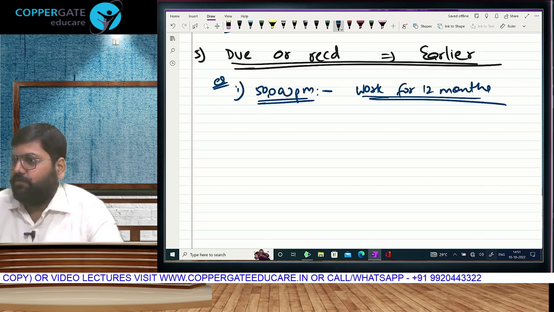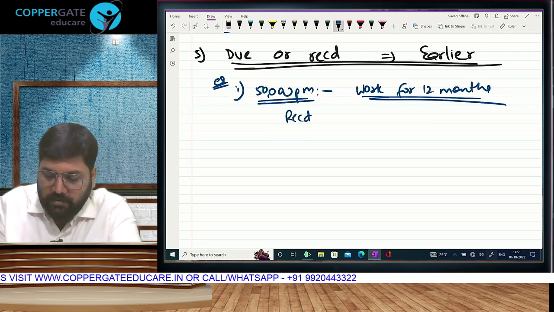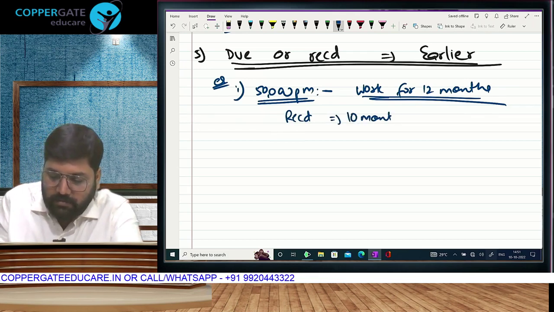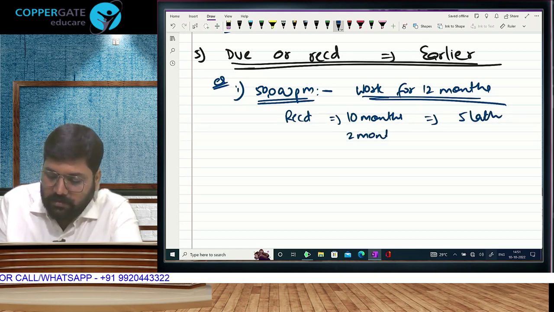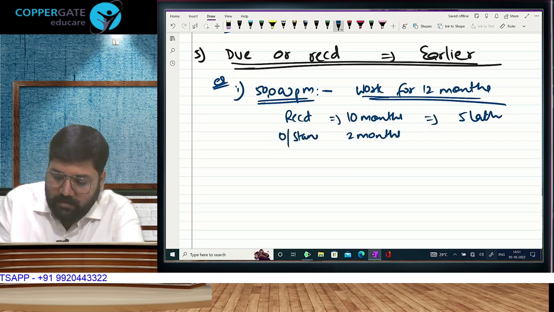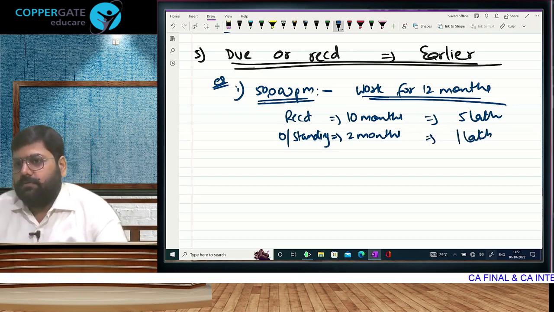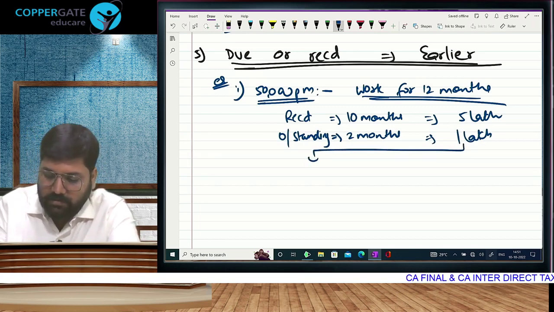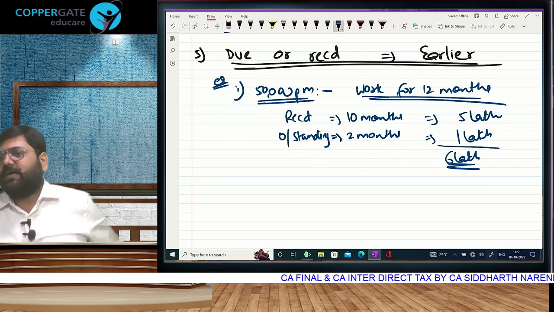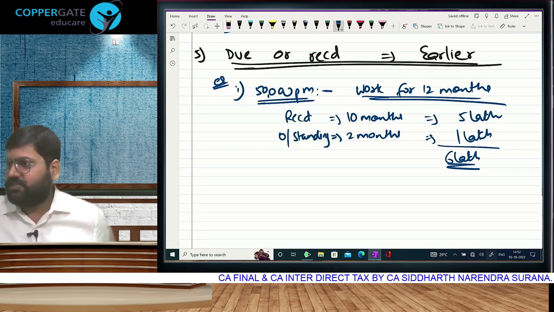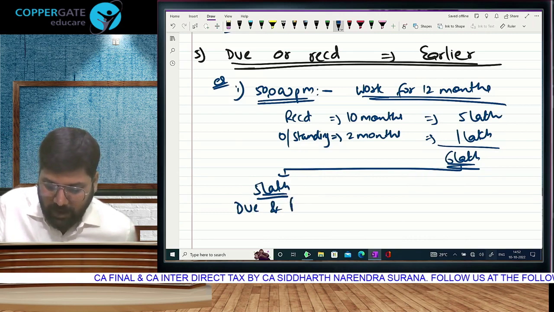So, you should get 12 months ka 12 into 50, total amount of 6 lakh rupees. You received 10 months ka 5 lakh rupees, and 2 months ka jo 1 lakh hai, that is outstanding, not received. So, what's your total salary for the year? 6 lakh rupees. Yes, 6 lakh mein se, 5 lakh has become due the moment you work and you have received it also.